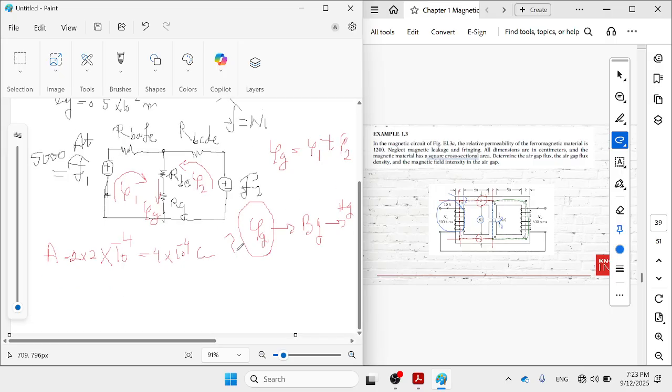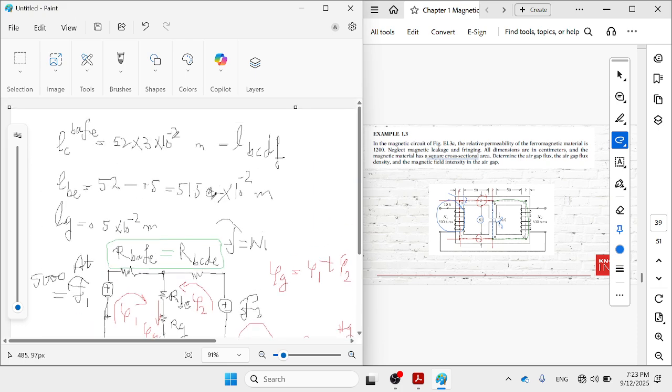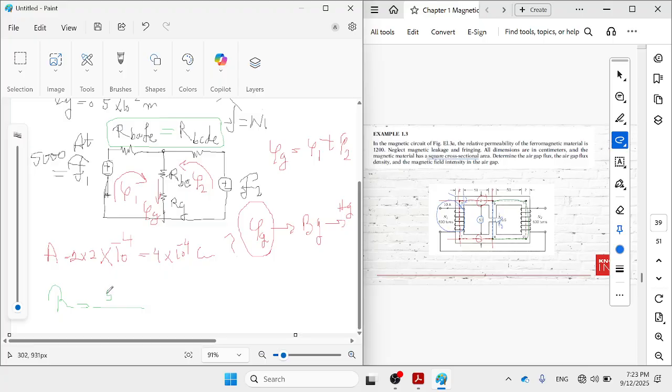Yes, okay. Another thing I can distinguish from this circuit is that since the circuit is identical, reluctance BAFE is equal to reluctance BCDE. So the reluctance formula is given by length, which is 52 times 10 to the minus 2. This is the reluctance for these two.